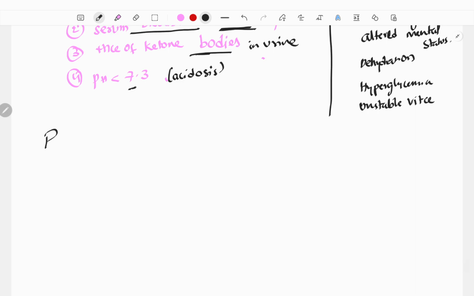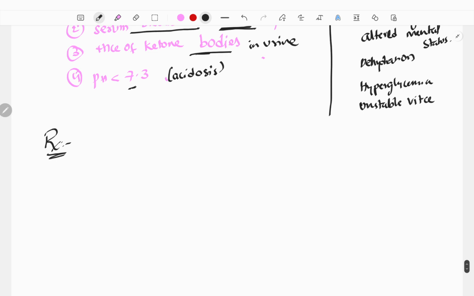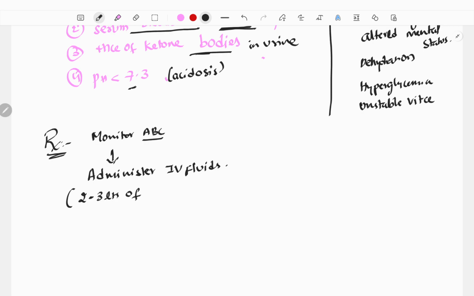First, here the dehydration symptom is there, so we need to treat that first. First we need to monitor vitals, ABC: airway, breathing, circulation, followed by administering IV fluids. How much IV fluids we need to administer? We need to administer 2 to 3 liters of 0.9% NS in 1 to 3 hours.